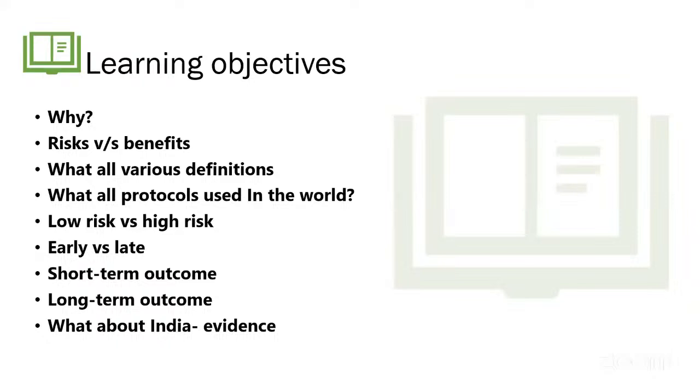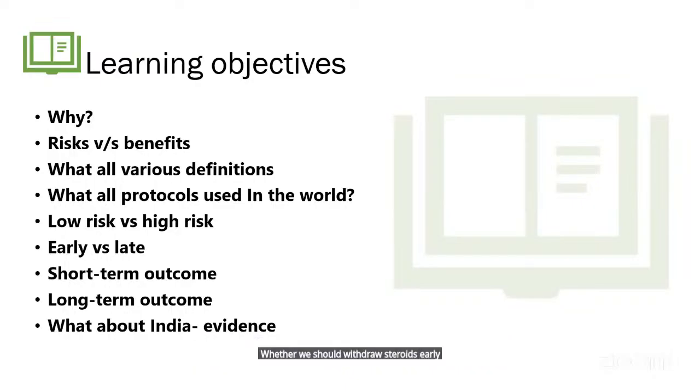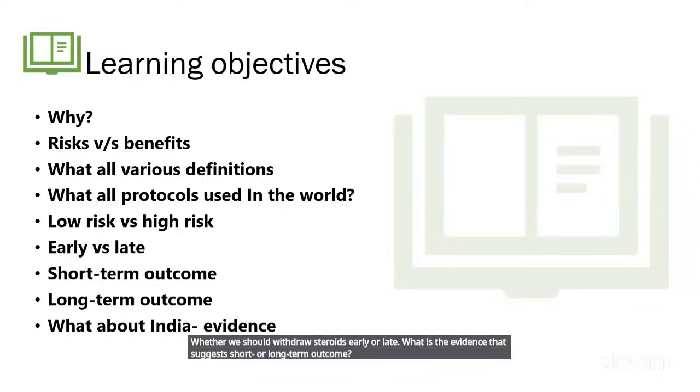known helper, that is steroids. What are the risks with steroids, and what if we omit them, what benefits we get? What all various definitions, steroid withdrawal or minimization has overlapping definitions that we will look into. What all protocols are used in the world, when to be used, whether it should be used for low risk, what about high risk patients, whether we should withdraw steroids early or late, what is the evidence that suggests short or long term outcome, and what about India.